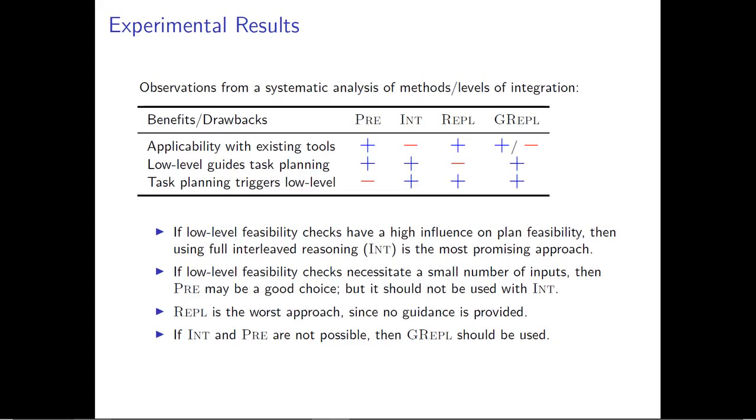And as a result of these experiments, we have noticed that the full interleaved reasoning is the most promising one, but it is not supported by all the solvers or planners. So then what can we do? We can apply pre-computation if possible. If the number of feasibility checks is finite, for instance, then we can apply it. So it is a good idea. But if both of them are not possible, then we have to do replanning. But if we can add some guidance in terms of some constraints, then it is also a good idea.